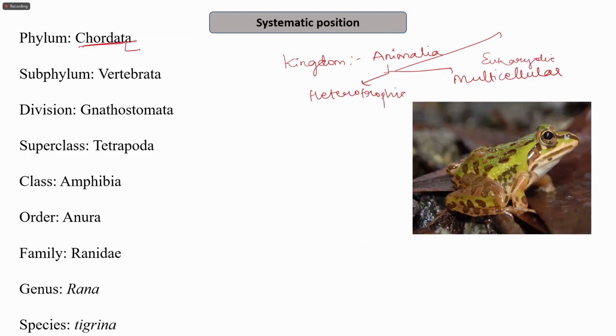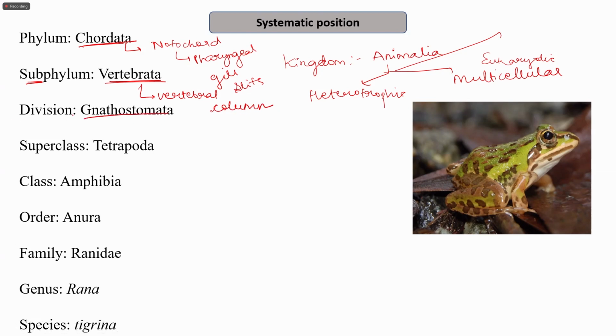They belong to phylum Chordata. That is, we know the features of phylum Chordata. They have notochord. They have pharyngeal gill slits. So these features are present at least once in their lifetime. Now they belong to subphylum Vertebrata. So we know that in vertebrates, we have vertebral column that supports the notochord.